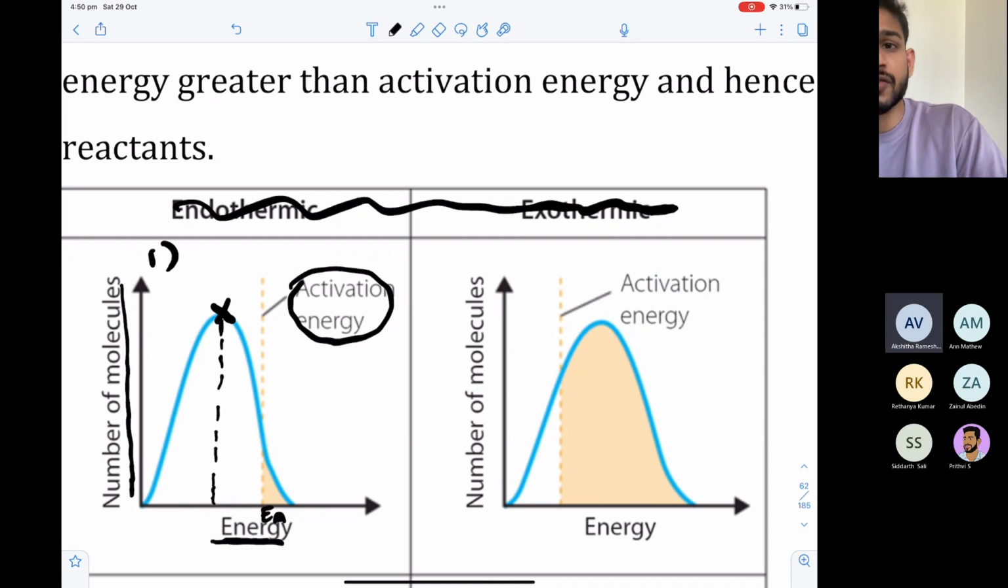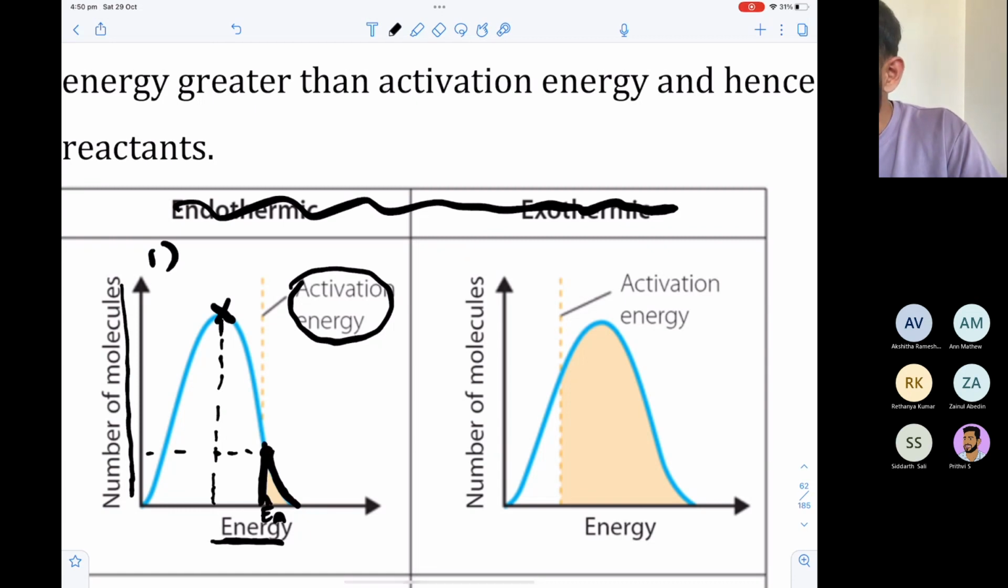Unsuccessful collision. Very good. It's only that tiny number of particles here and onwards that have an energy greater than activation energy. So the area under the curve is very small, which is telling you a very small percentage of particles will actually successfully collide. The reaction rate is now low.